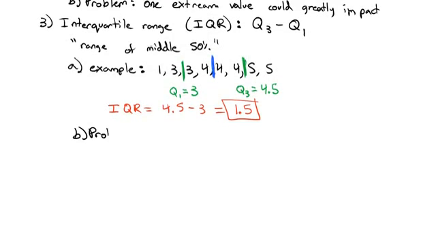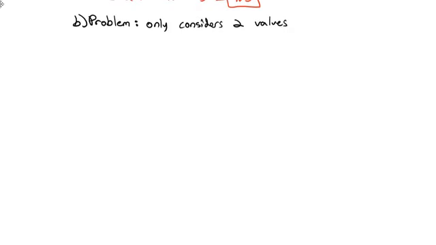However, we still have a problem. And that problem is this interquartile range formula only considers two values, the Q1 and the Q3. It would be nice if we had some measure of spread that considered all the values and how spread out those are. And this gives rise to the most important measure of spread, the one we'll use a lot in this class, called the standard deviation.